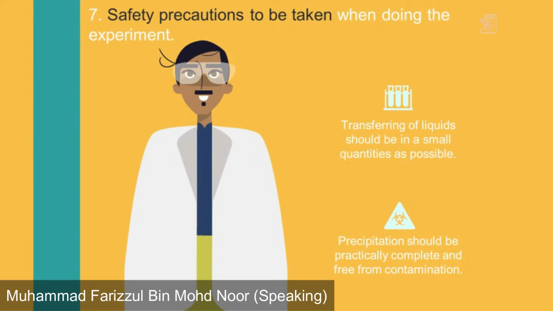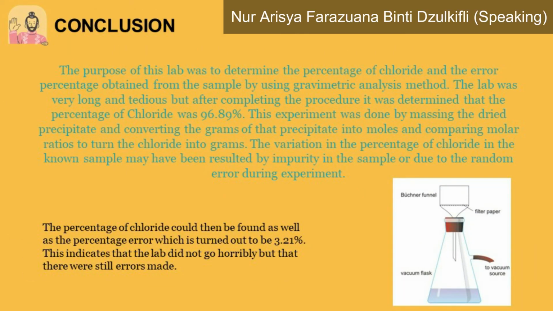Question 7. Safety precautions to be taken when doing the experiment. Firstly, transferring all of the liquid should be in as small a quantity as possible. Second, precipitation should be practically complete and free from contamination. The purpose of this lab was to determine the percentage of chloride and the error percentage obtained from the sample by using the gravimetric analysis method.